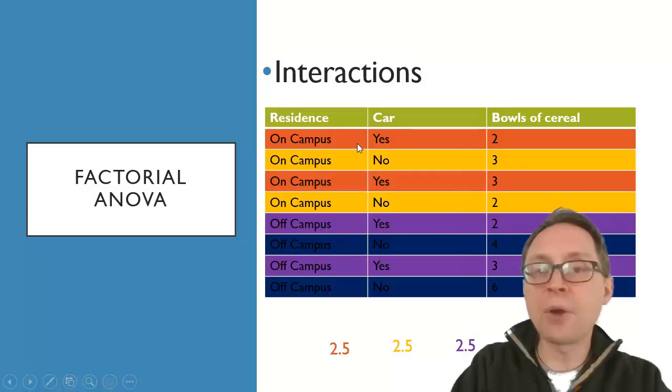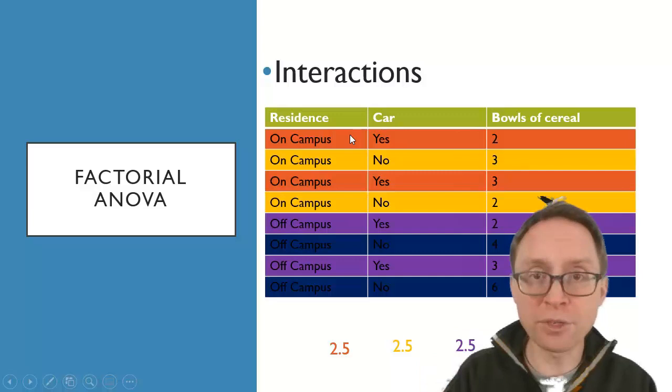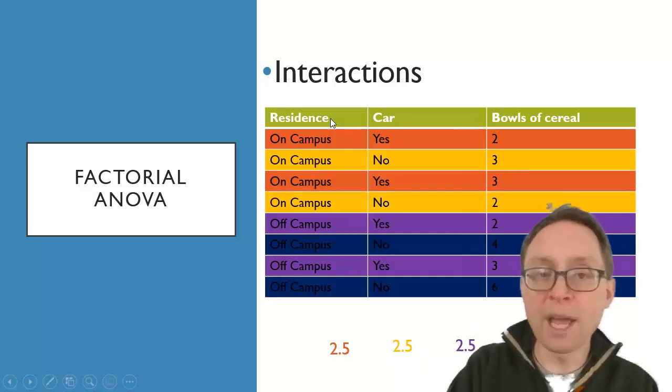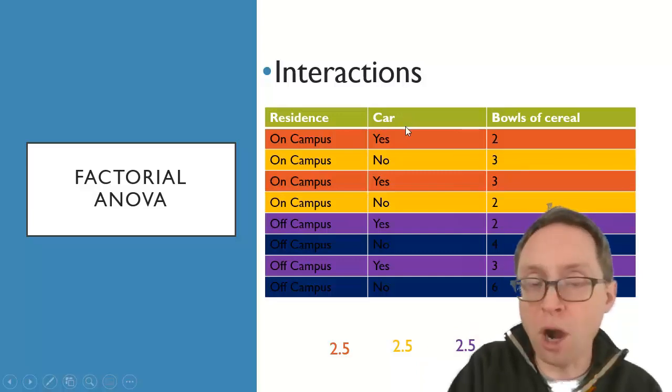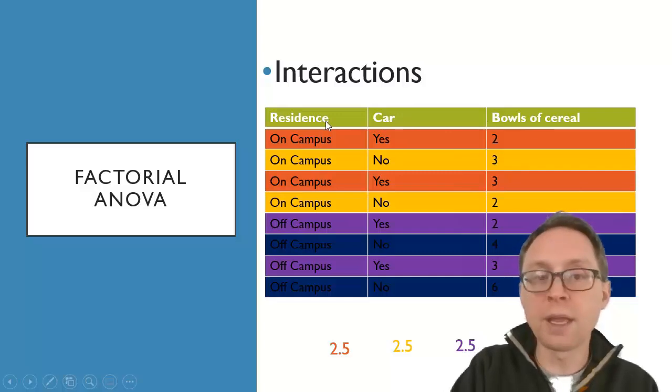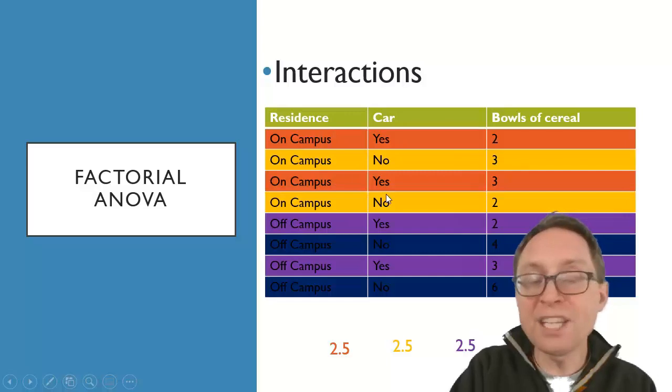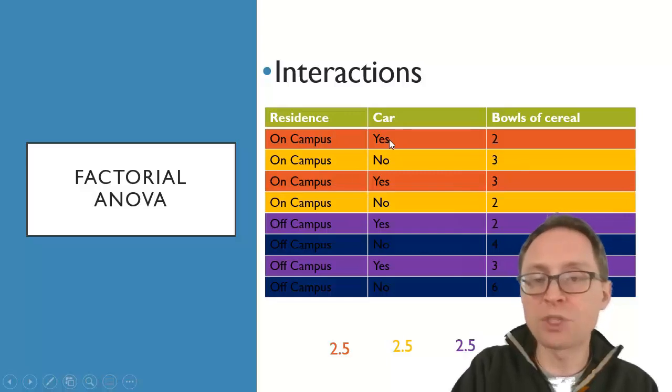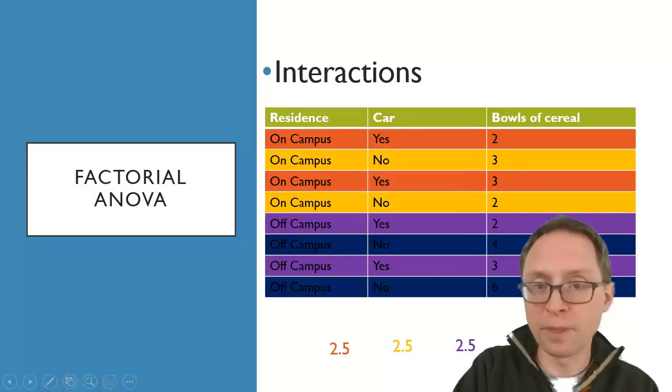The interaction is how these factors interact with each other, how residence interacts with car on how many bowls of cereal you eat, right? It's saying, all right, I want to look at the combination of living on campus with owning a car compared to the combination of living on campus with no car compared to the combination of off campus, yes car, off campus, no car. That means we're going to have 4 different groups involved in that interaction.